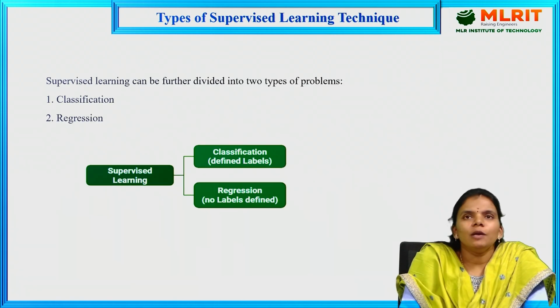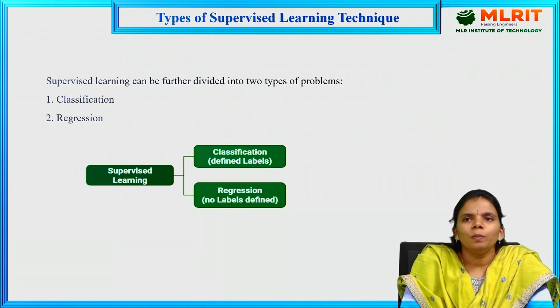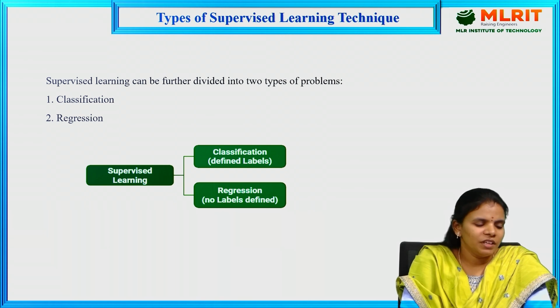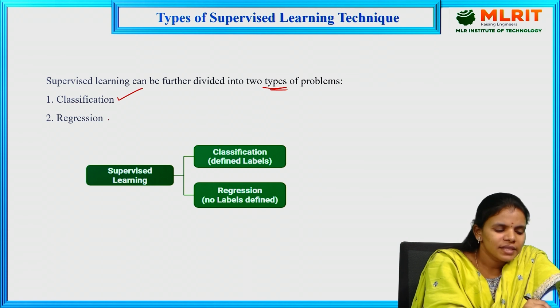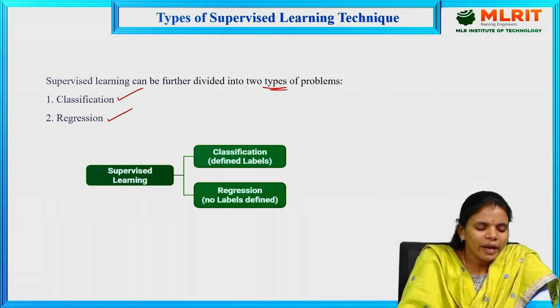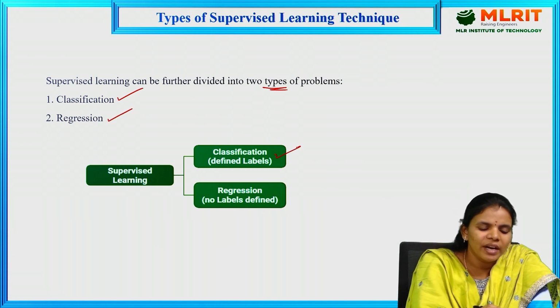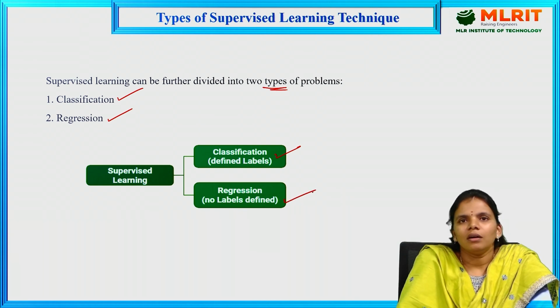Next, the types of supervised learning technique. Supervised learning can be further divided into 2 types. The first one is classification and the second one is regression. In classification we have defined labels, and for regression we don't have any predefined labels.